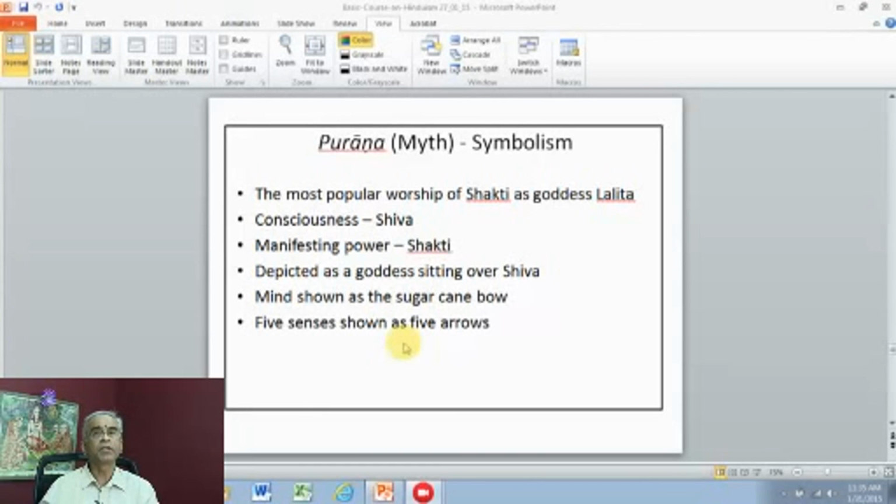So that is the basic symbolism of this Lalita. And based on that, there is a story of how she vanquishes some demons and whatnot. We'll see that in the next session.